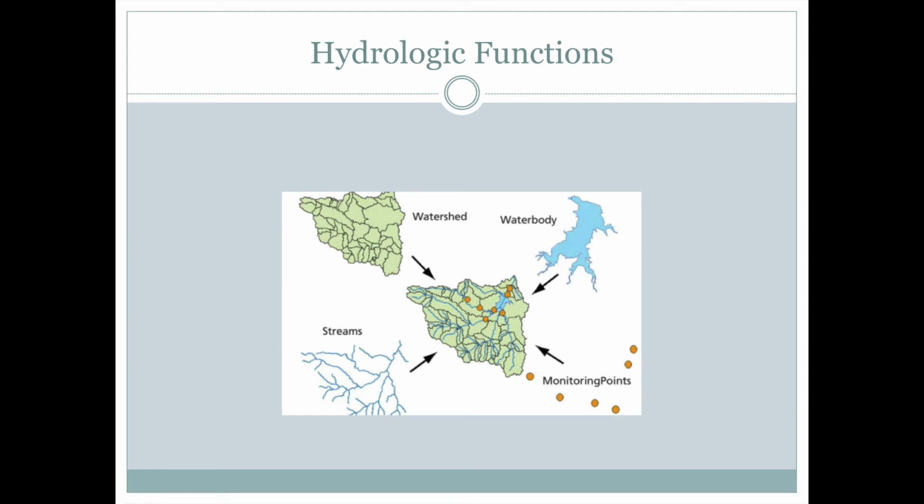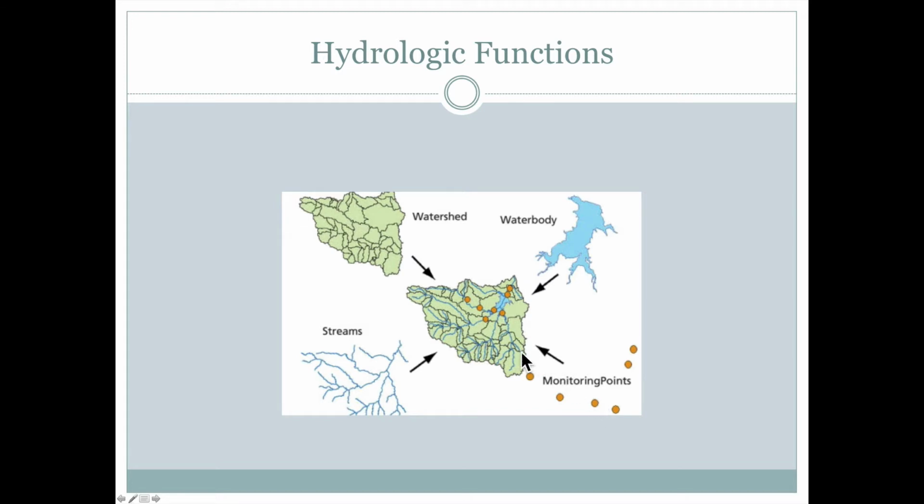Hydrologic functions in GIS allow us to use various hydrology layers, or even create hydrology layers, in order to better understand how water moves over the surface of the land. Some of the components in a typical hydrologic analysis might be a watershed, which would be all of the surface area drained by various streams.